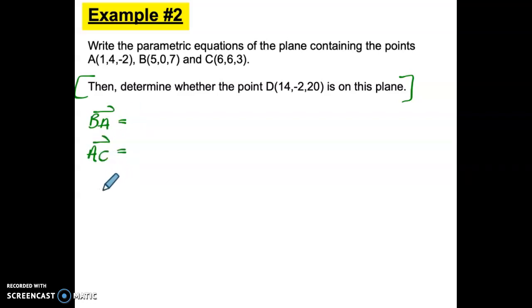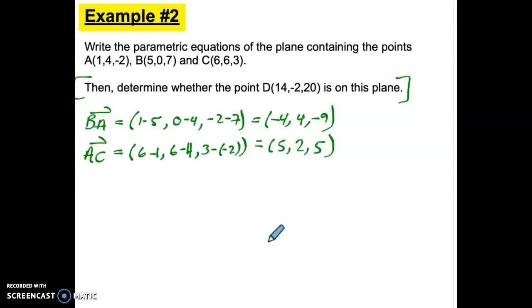As long as they're two non-parallel direction vectors, it doesn't matter really which points you subtract. So take a minute, find BA and AC. So now that we have our two vectors, you just want to quickly make sure they're not multiples of each other, which they are not. So now we're going to use these two vectors and one of the points. Doesn't matter which one, I'll just use A because it's the first one, why not? And we will come up with the parametric equations.